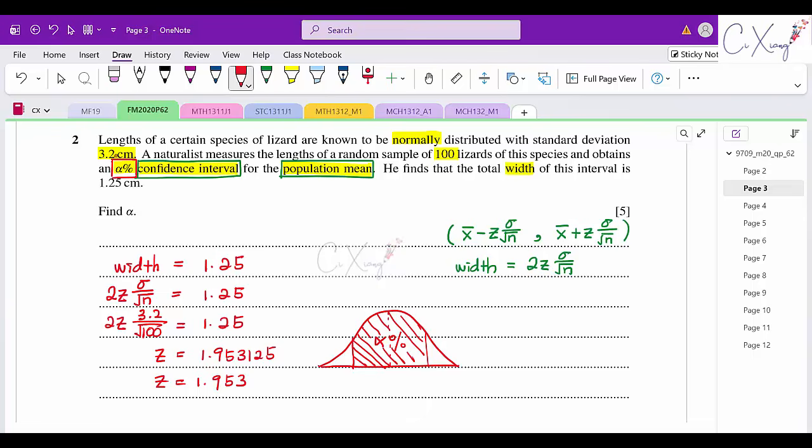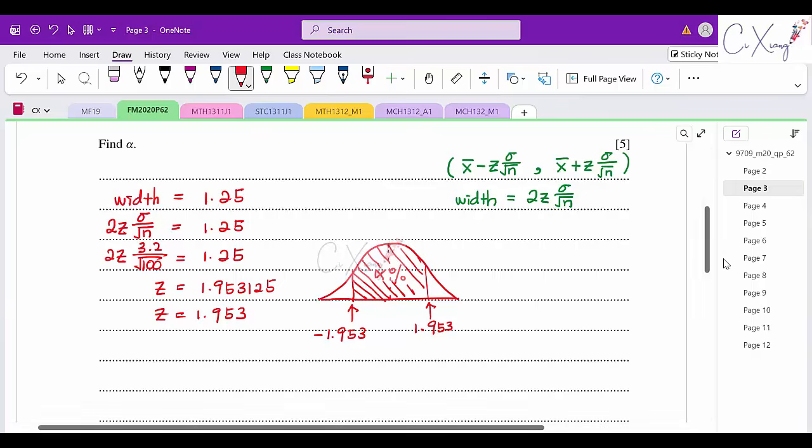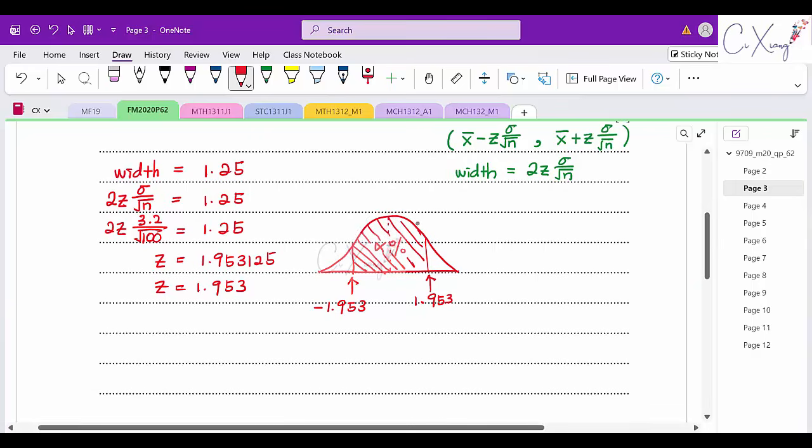I want to know this alpha for now, but so far I only have a value of Z from the information given. So I know that this particular value of Z is 1.953, and this other value of Z will be negative 1.953 because it is a symmetrical graph. If you have this value of Z, 1.953, how can you figure out the value of alpha here? If you successfully draw out this normal graph with a center percentage of alpha, it will be quite easy for you to calculate the alpha. But there are many ways.